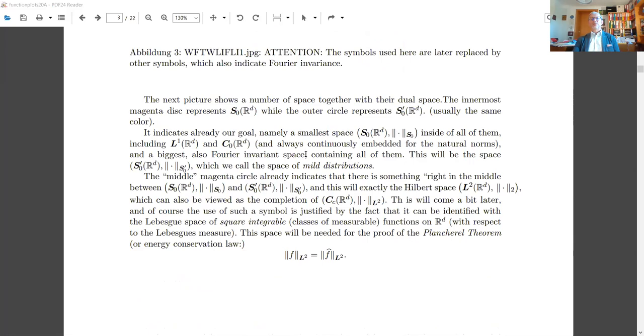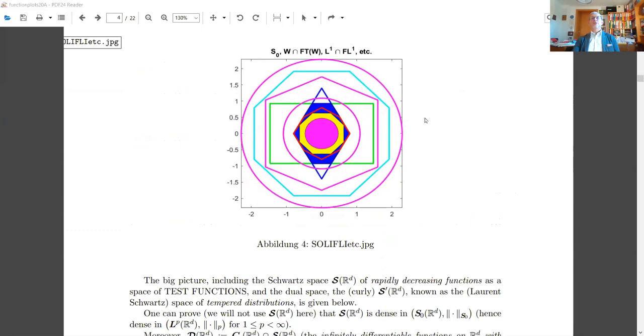Now, this is maybe another picture that should help you with the orientation.